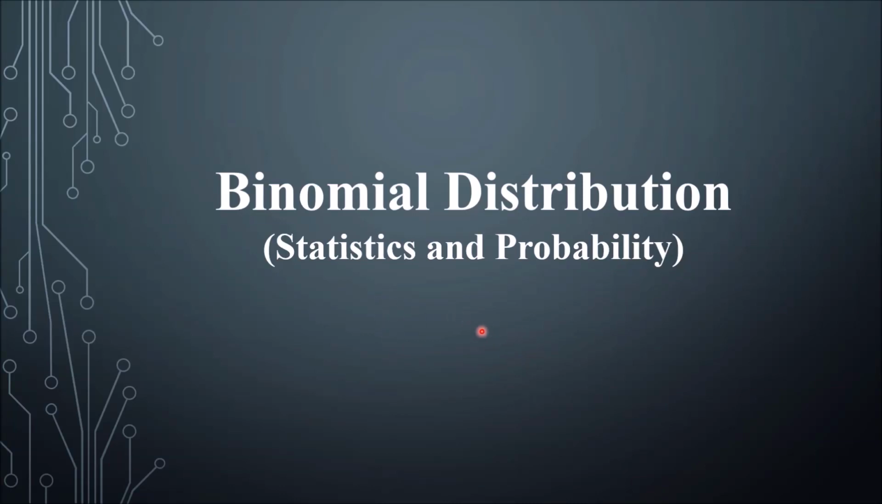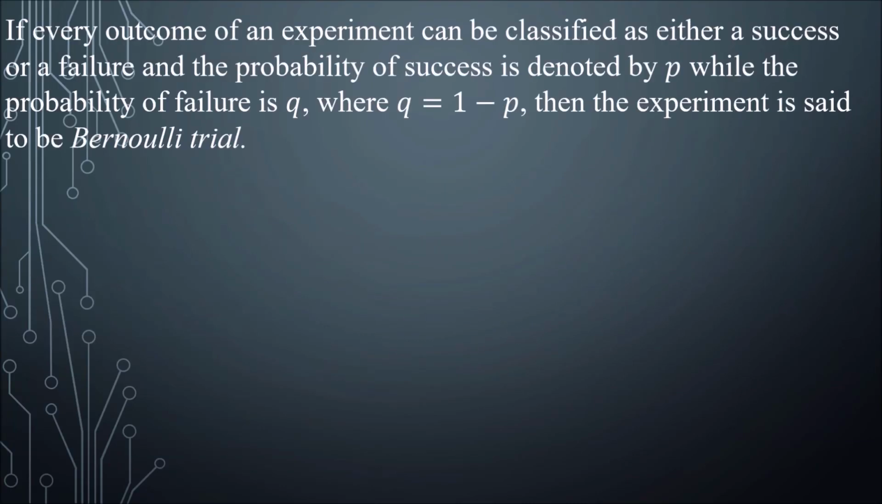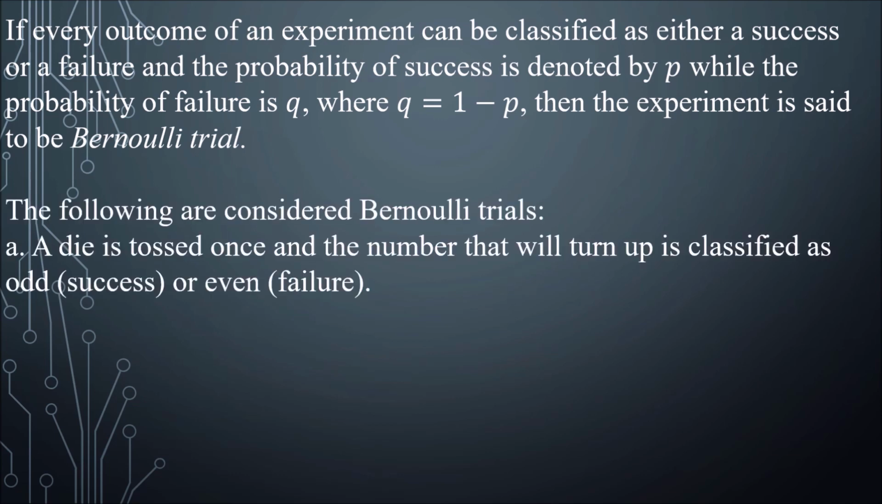Binomial distribution. If every outcome of an experiment can be classified as either a success or a failure, and the probability of success is denoted by P, while the probability of failure is Q, where Q is equal to 1 minus P, then the experiment is said to be a Bernoulli trial. The following are considered Bernoulli trials.